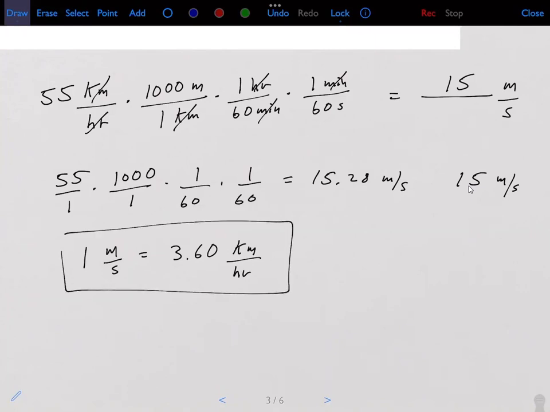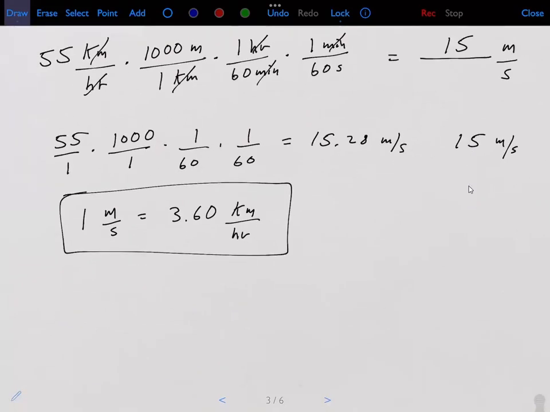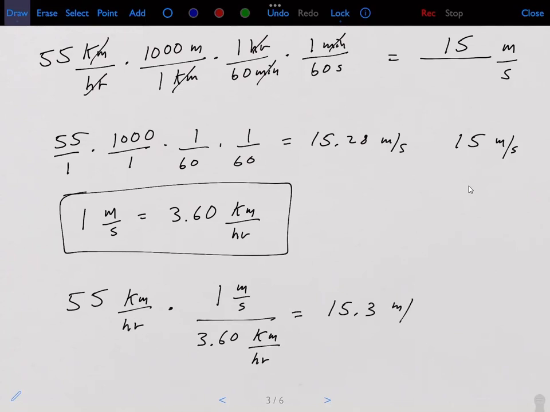If you know that unit conversion factor, then we could say, well, this is 55. I'm starting with kilometers per hour. And then I want meters per second to remain in the numerator. So I'm going to write this unit conversion factor as 1 meter per second over 3.60 kilometers per hour. And if you work that out, you're going to get around 15.3 meters per second. And again, if we round to just two significant figures, it's 15 meters per second.